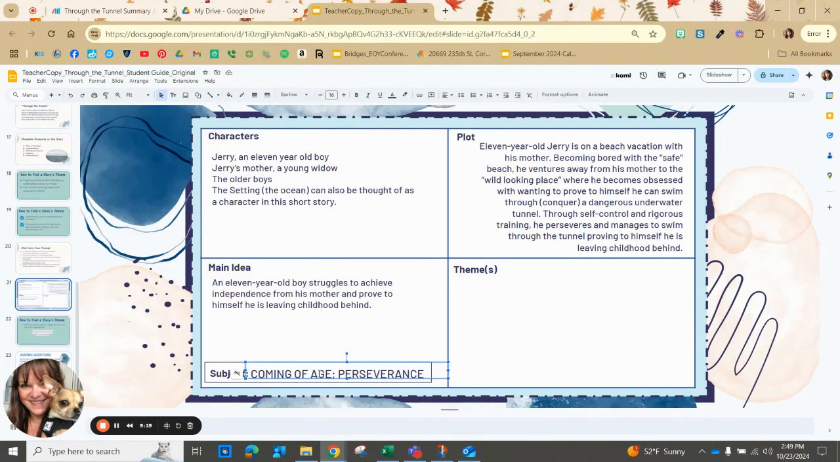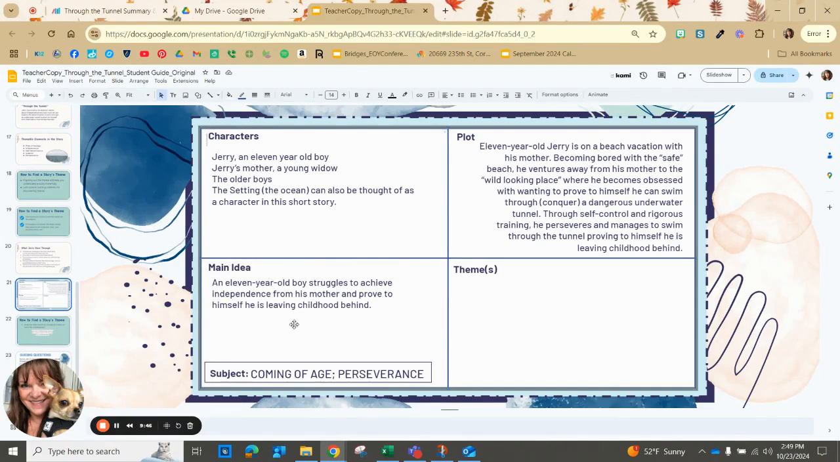Could we find theme through studying subject? Yes, but you're not going to just say the theme is one word or even 2 words. Okay, so just keep that in mind. You're going to hear me say that a bunch of times. So we got this main idea. The main idea is that there's this 11-year-old boy. He's struggling to achieve independence from his mother and prove to himself that he is leaving childhood behind. Again, that is not the theme.